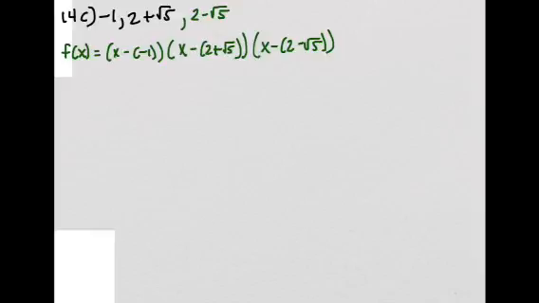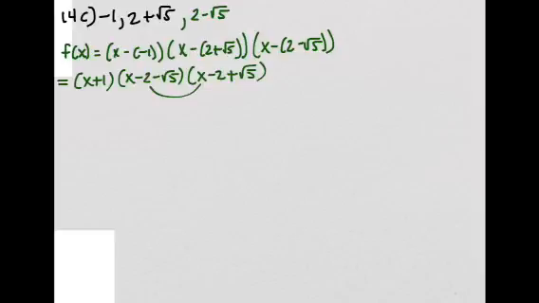So again, notice the pattern, the structure: all the factors have x minus, x minus, x minus their respective zeros. And so in the next step, I'm going to simplify. So let me change this to x plus 1. Then I'm going to distribute the negative: x minus 2 minus radical 5, and then x minus 2 plus radical 5. So I'm going to multiply these two together first.